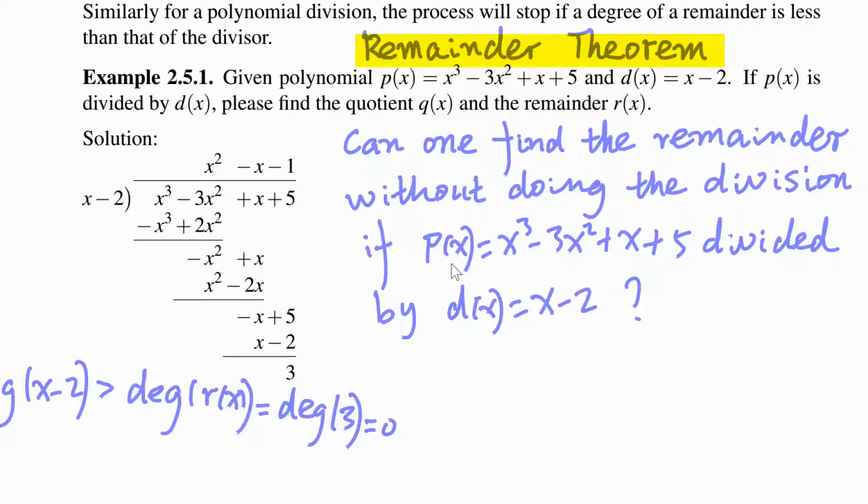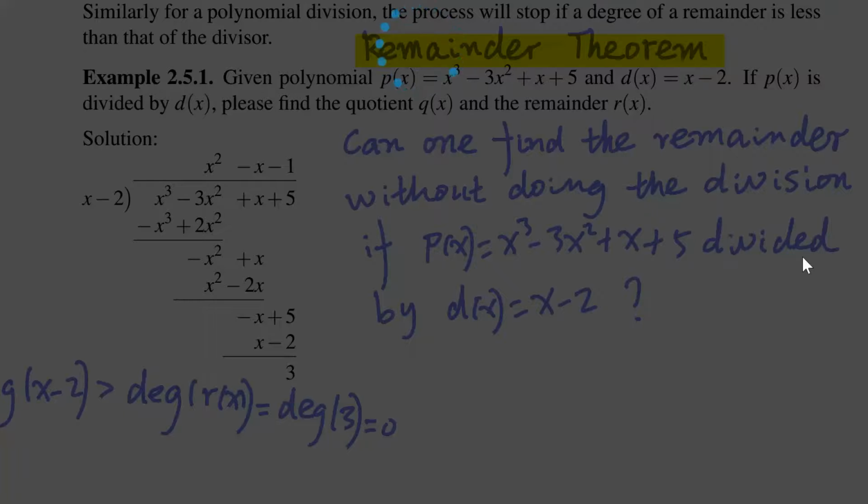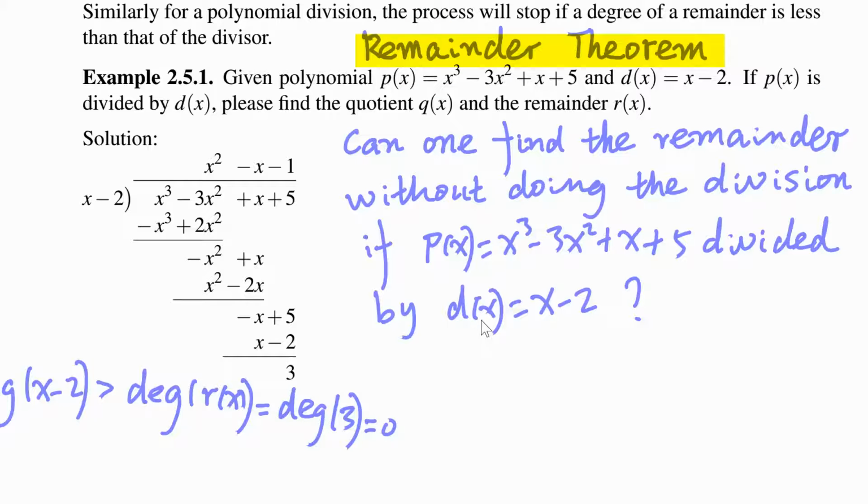If a polynomial p of x, let's say x cubed minus 3x squared plus x plus 5, is divided by d of x, which is x minus 2, here is the question: is that possible? Find the remainder without doing the division. That sounds impossible.